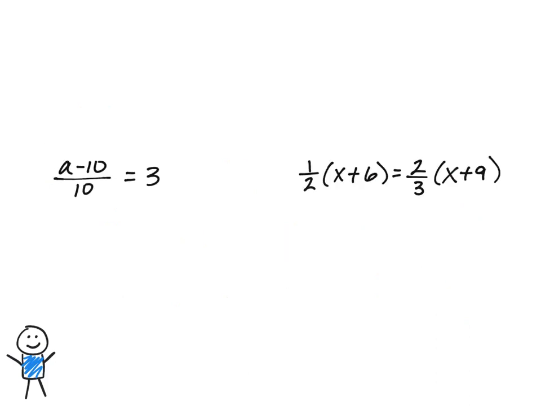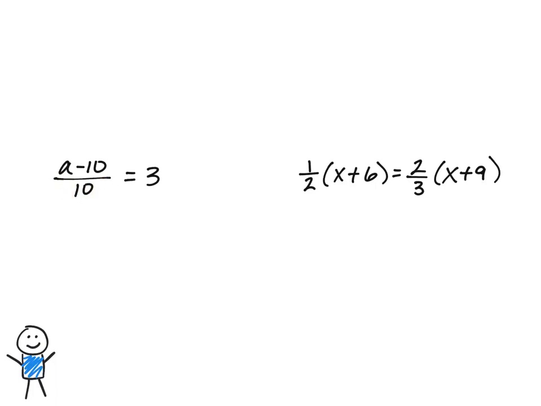All right, take a look at the example on the left. This is kind of a unique situation. There's really no simplifying that I can do, and this is one of those weird cases where I'm actually not going to get rid of the addition or subtraction first, because my entire term here, the whole a minus 10, the whole left side of this equation, is being divided by 10.